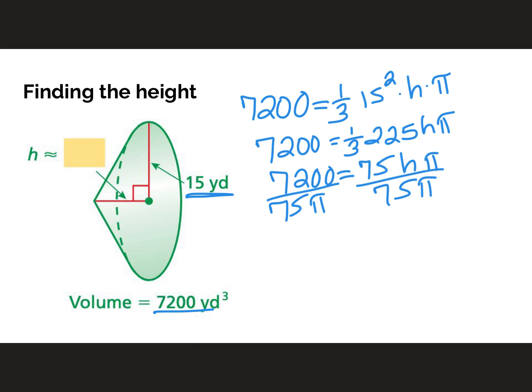So 7200 divided by 75 pi gives me a height of 30.557, so that's approximately 30.56 yards is my height.